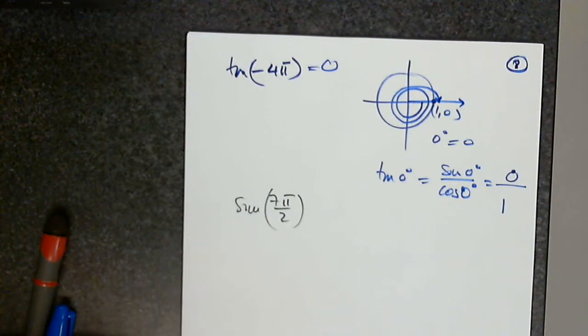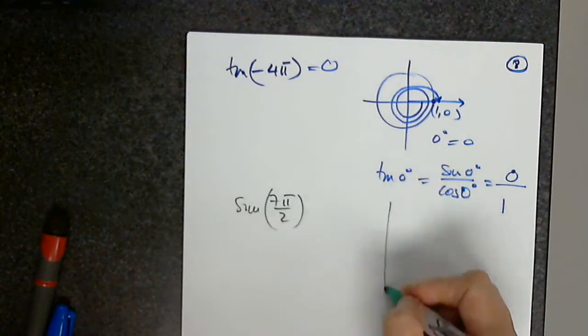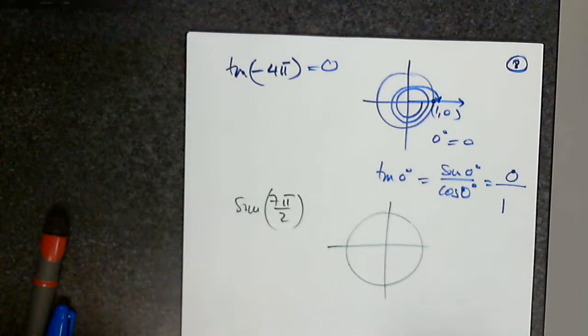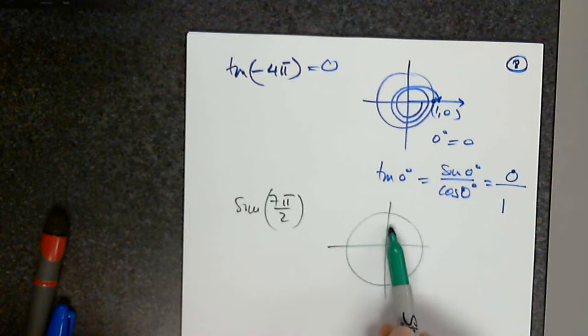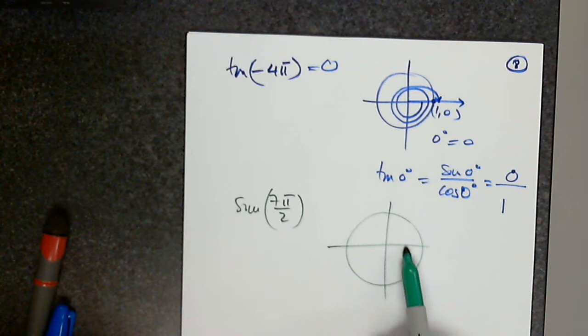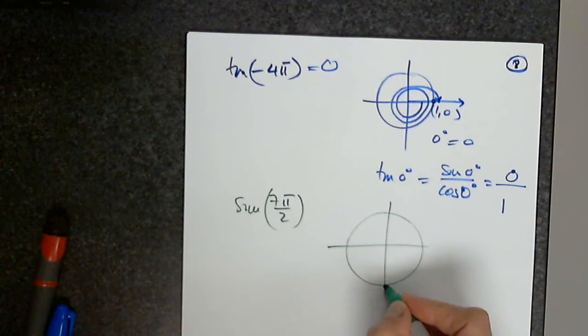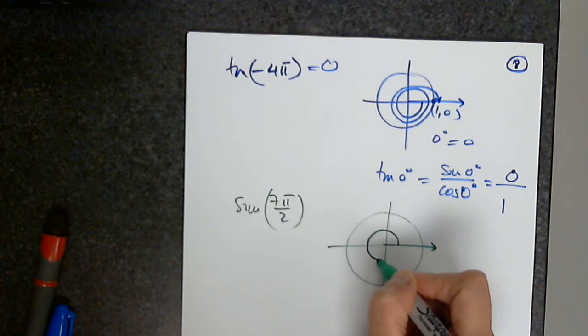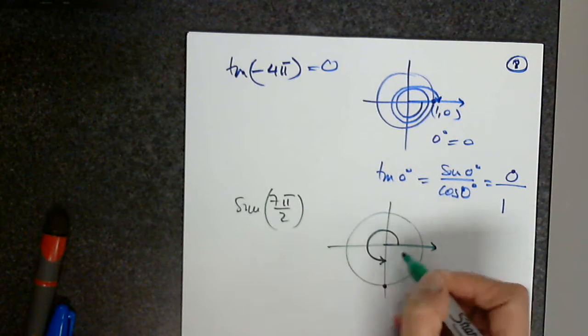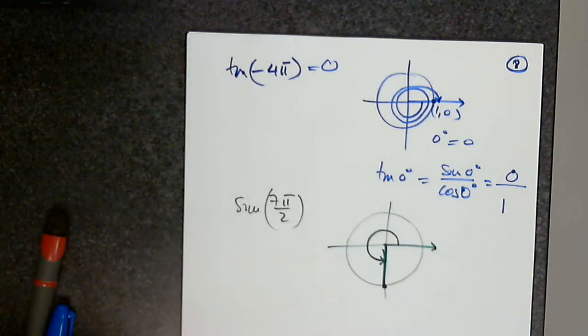7 pi over 2. Well, let's say I have no idea where this is. Here's how I count. 7 of 90 degrees: 1, 2, 3, 4, 5, 6, 7. So it starts on the x-axis, and it does whatever, but it will have the terminal side here.